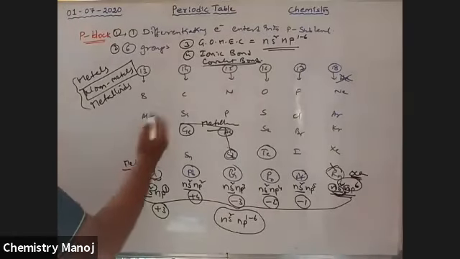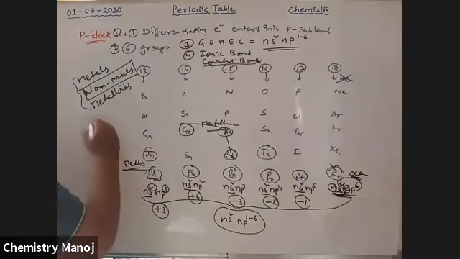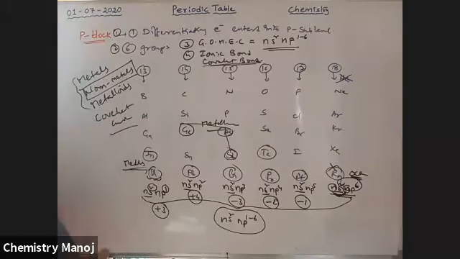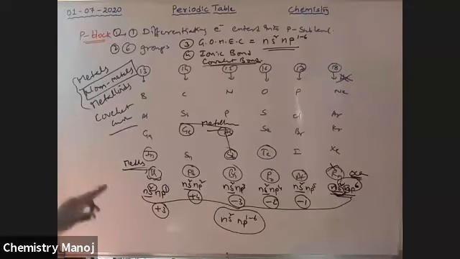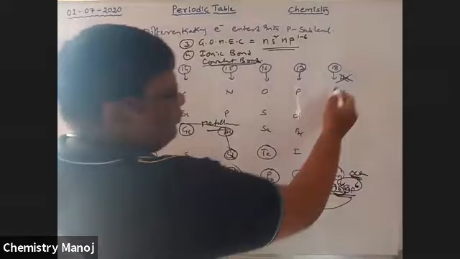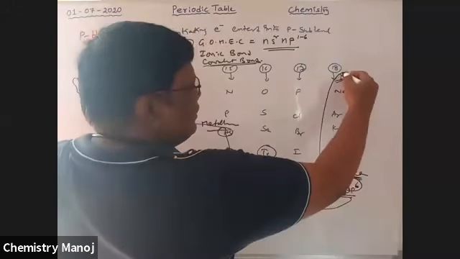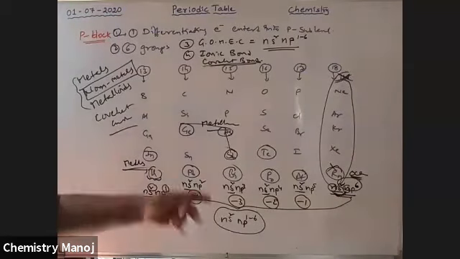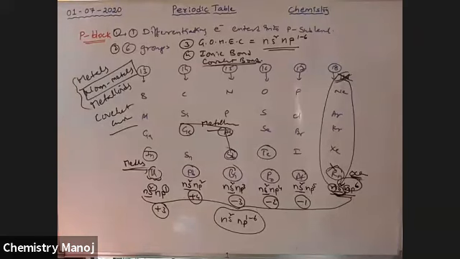Next, generally these are non-metals, so covalent compounds are favorable. Next, this group is called the noble gas elements, and helium is not considered here. Noble gas elements are very, very stable because they reach the octet configuration. Because of that, they are not involved in bond formation. That's why they are inert in nature. The remaining elements are almost all involved in reactions.